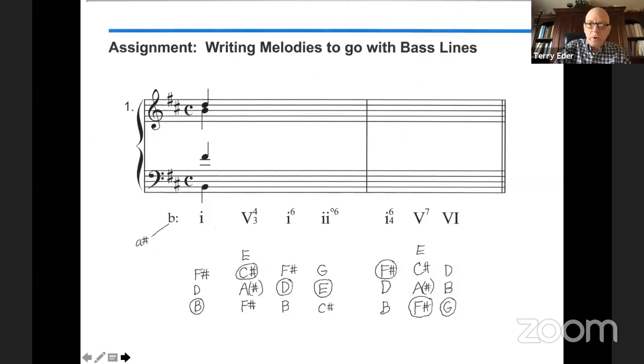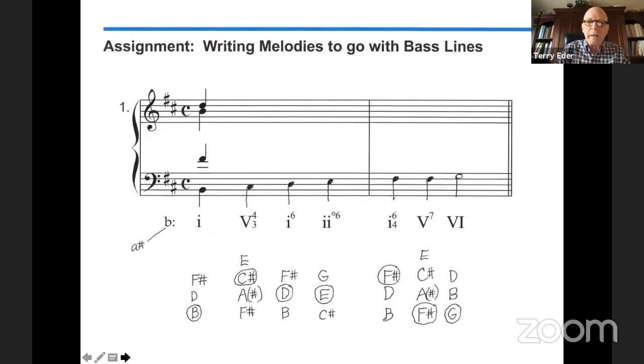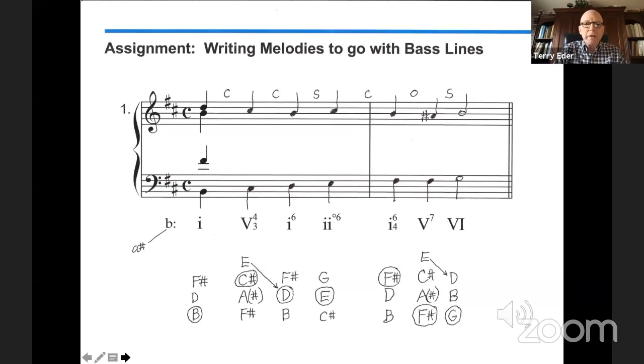After you've got those chords down, then you write the bass notes. And that's why I circled those bass notes according to the inversions. A 4-3 is a second inversion, where the 5th is the lowest. 6, of course, is first inversion. 6-4 is a second inversion triad. 7 is in root position. And so there's the bass line. And finally, we want to write a melody to go along with that. And here was the melody.